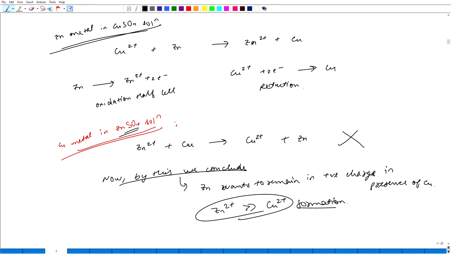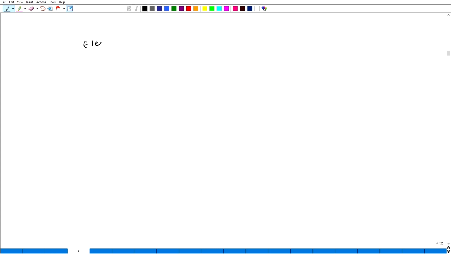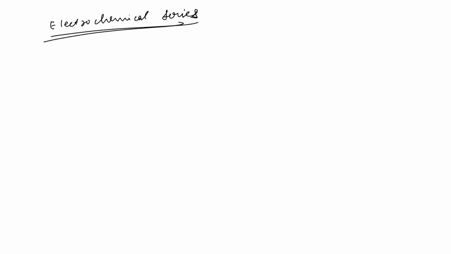Now, we have to realize why it is so, why copper 2 plus has been converted to copper, but zinc 2 plus has not been converted into zinc. This is because of something we define called the electrochemical series. Now, what is the electrochemical series?